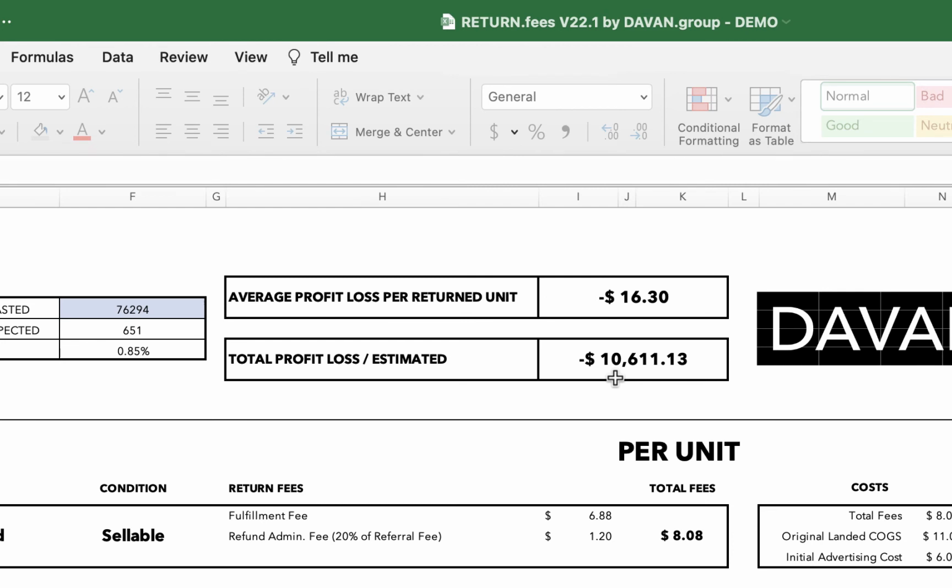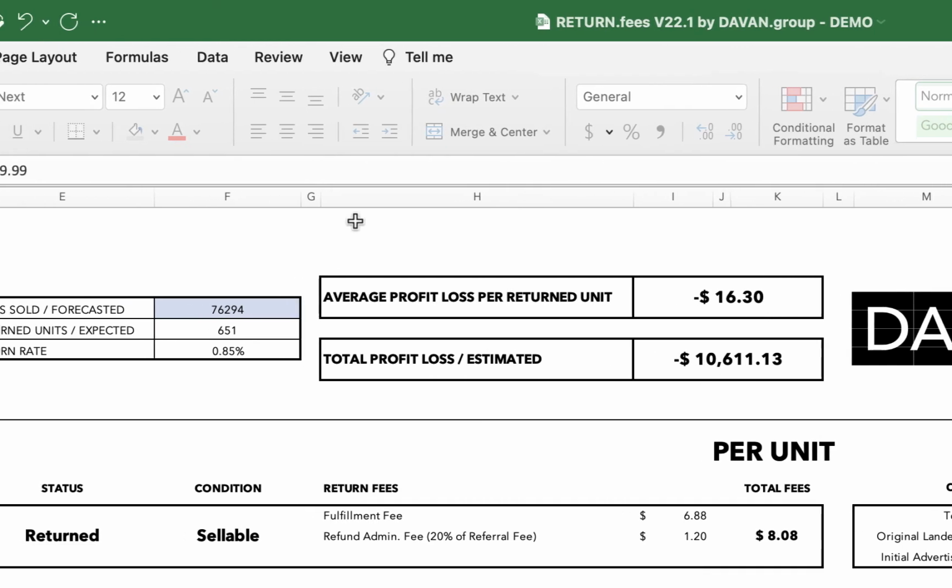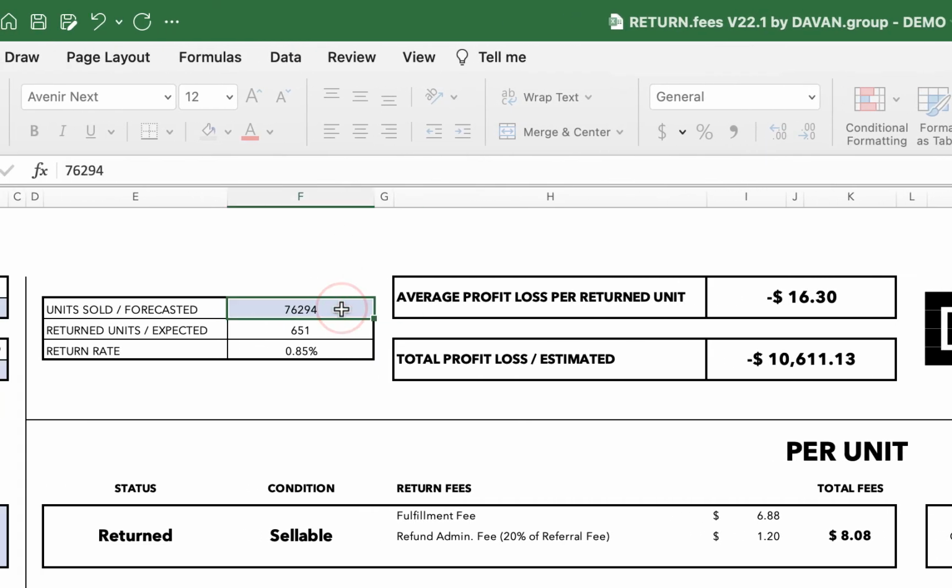The cool thing is the sheet will also allow us to forecast. So if Ryan puts in, let's say, our numbers now for next year. Let's say we're going to sell maybe 100,000 units this year. How much can we expect to lose because of customer returns? We can expect about $13,900, almost $14,000 of profit loss this year simply because of returns.